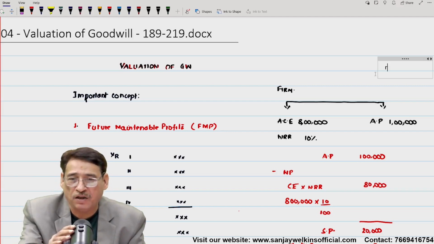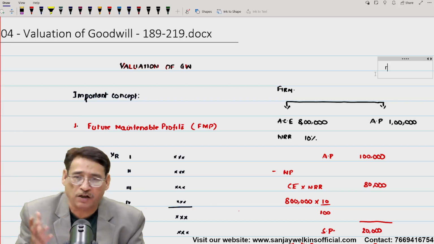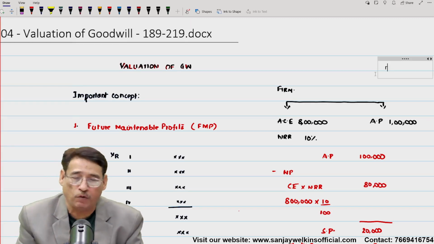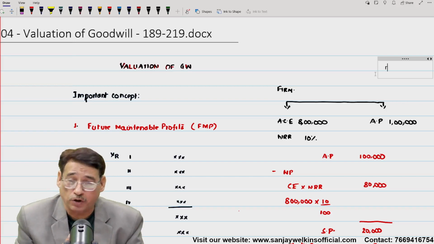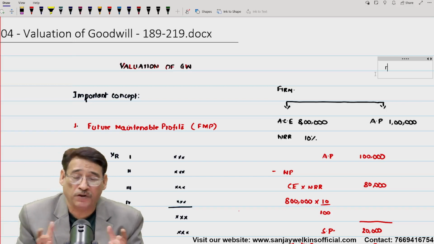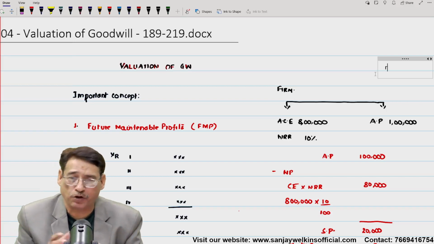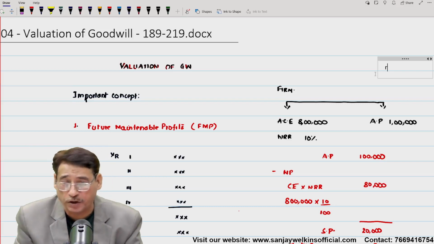Indirectly, it means this chapter is more related to actuarial valuation rather than to an accountant. And most of the time, whenever the valuation of goodwill is needed, more often than not, we take the help of experts who have a very high amount of expertise in the field of valuation. Generally, those are actuaries. So this is the peculiarity of this chapter.